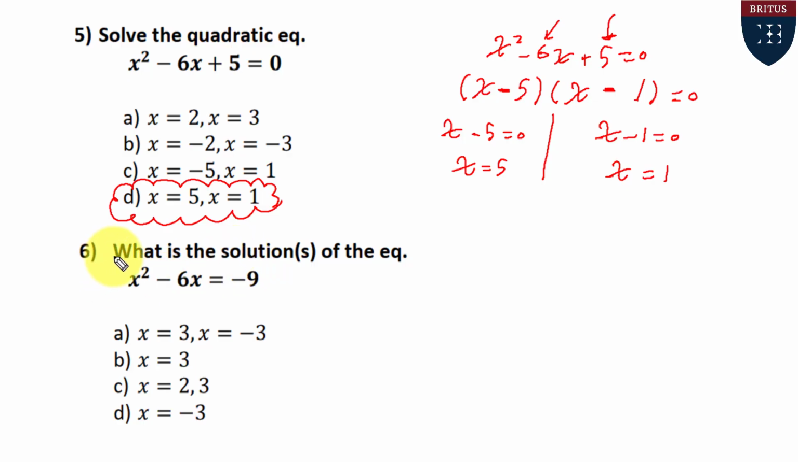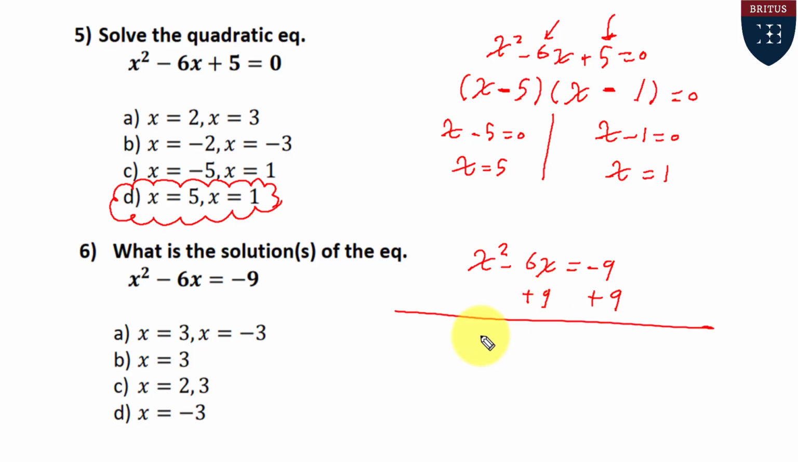Number 6. What are the solutions of the equation x squared minus 6x equals negative 9? First step, you have to write the equation in the standard form. Just add 9 to both sides. We get x squared minus 6x plus 9 equals 0. Look at the expression x squared minus 6x plus 9. This expression is what? Yes, perfect square trinomial. Perfect square trinomial. We studied.